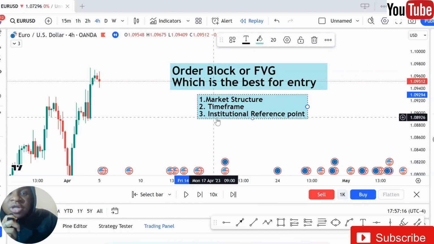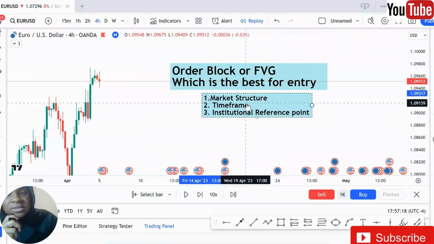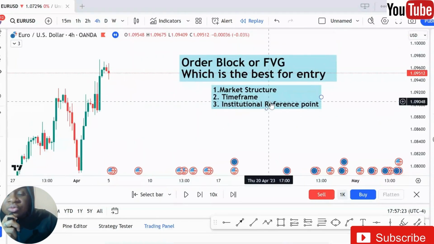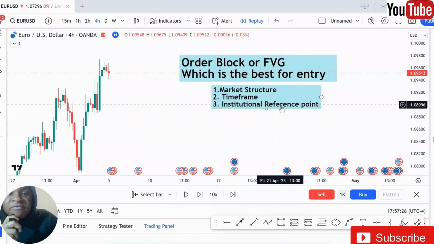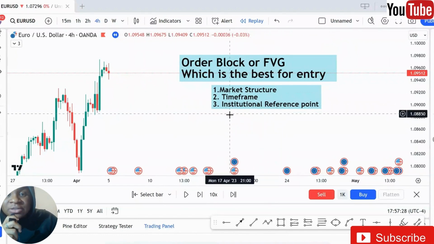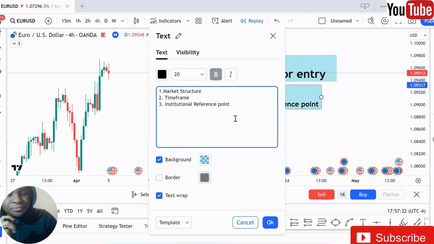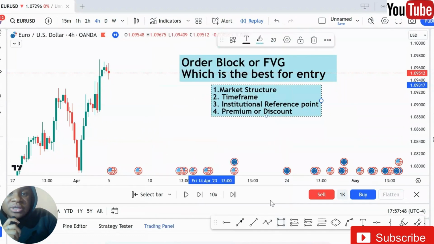And also institutional reference point. We that is ICT, we need to also take this into consideration. Institutional reference point. And I forgot to add also premium and discount. Let me add that in the list here so you don't get confused. Premium or discount. Now, these are the things that I feel are very important. You should also take into consideration when you want to enter your trade.